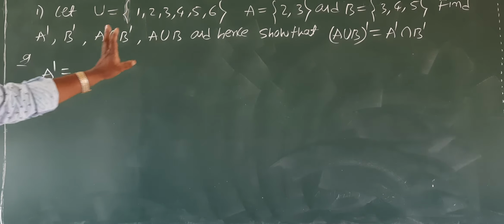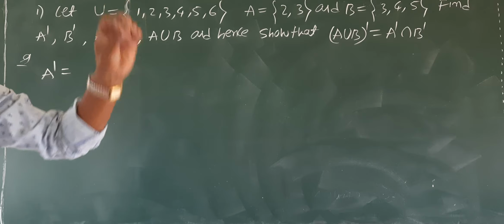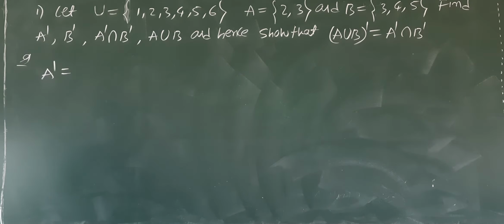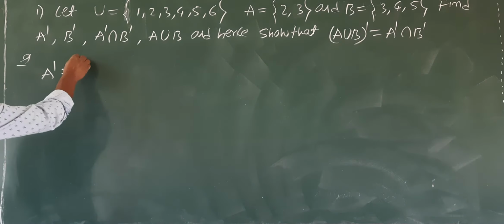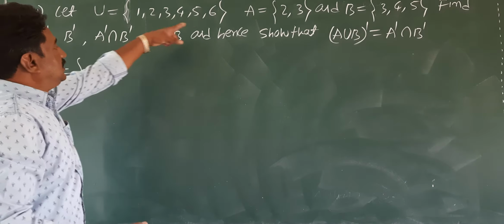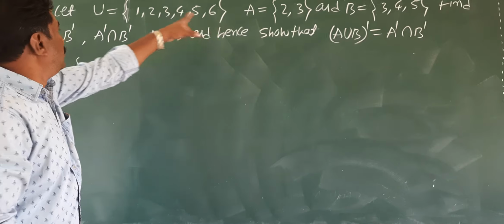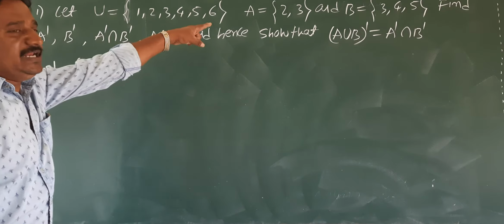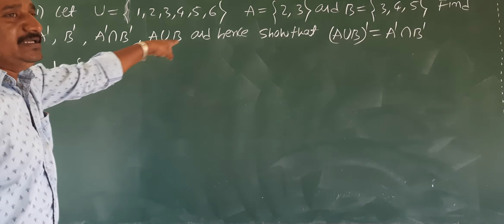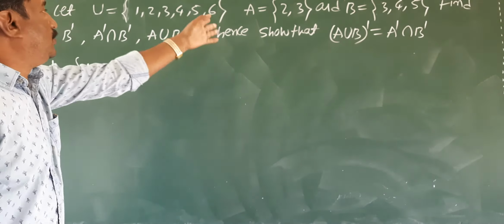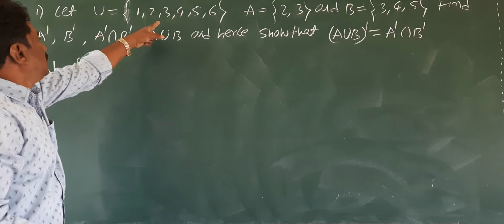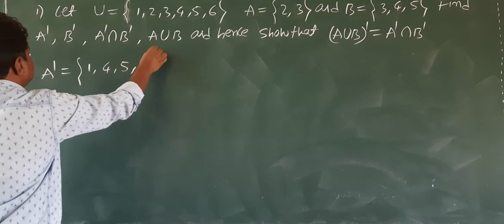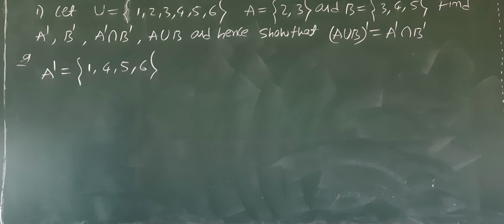Do it whichever way you like. A dash means leaving out what is in A, so take what is in U. Tell me the elements of A dash. 1 is not there in A, so take it. 2 and 3 are there in A, so you should not write them. Leave out the elements in A, 2 and 3, and write all the rest: 4, 5, 6. This is A dash.